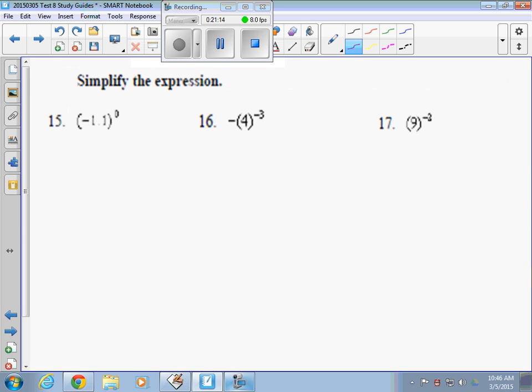Okay, and then we're getting to the exponent stuff we started this week. -1.1 to the 0 power. Anything to the 0 power. Now this has a negative up front, but it's in parentheses. So anything to the 0 power is 1.